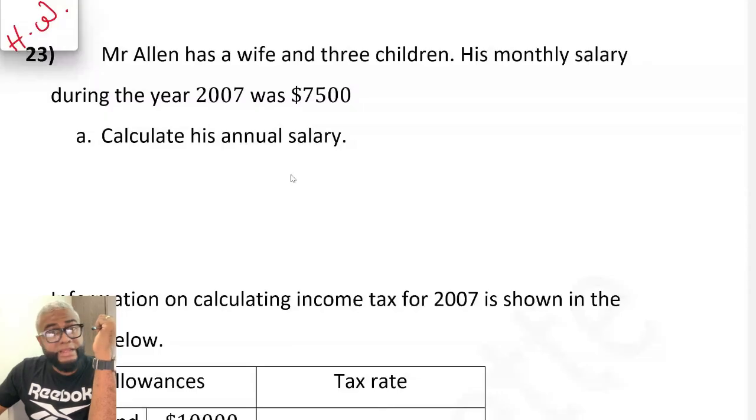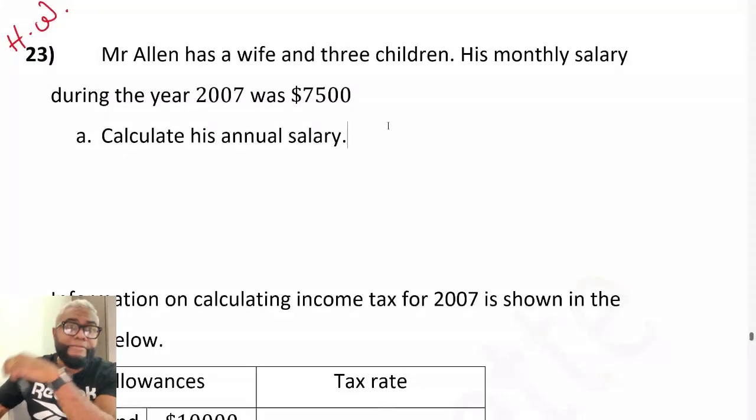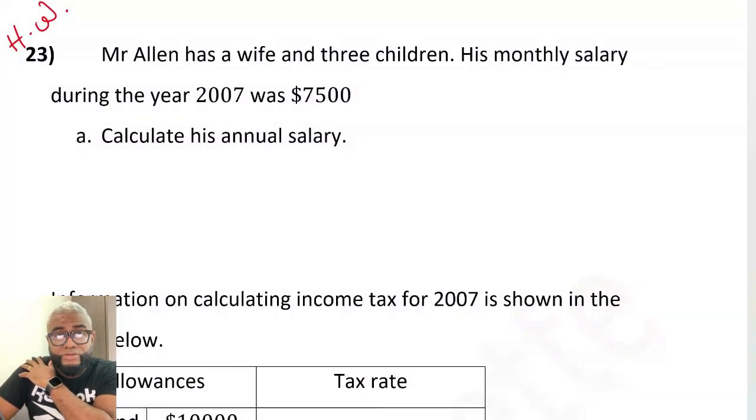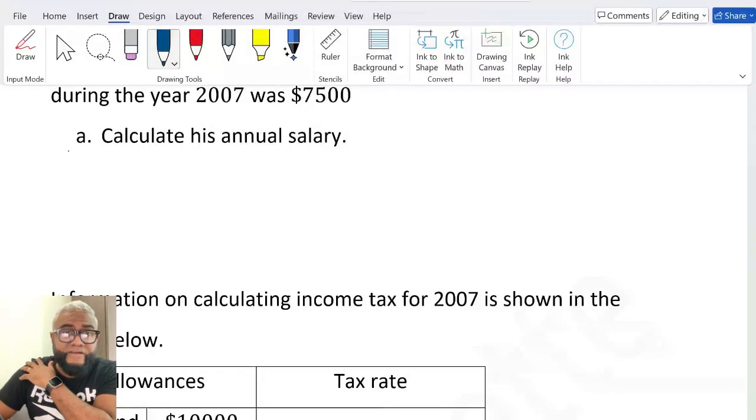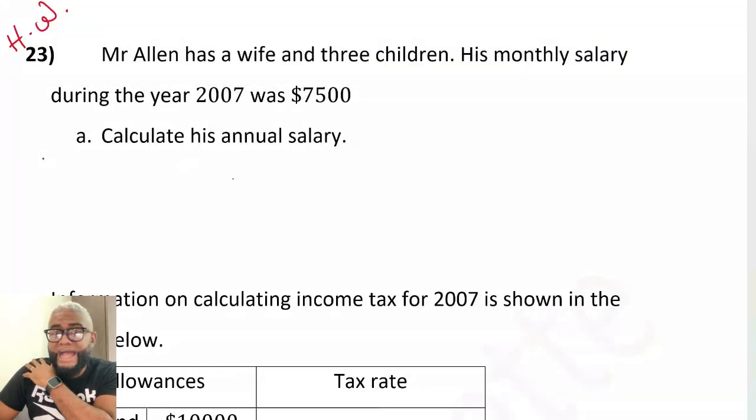No stone left unturned. We calculated everything. Right. Mr. Allen has a wife and 3 children. His monthly salary during the year 2007 is $7,500. Calculate his annual salary. So if you're making that per month, what will be his annual salary?